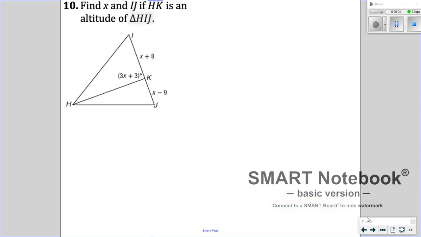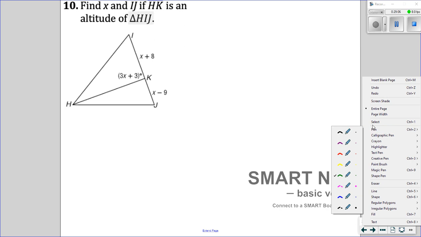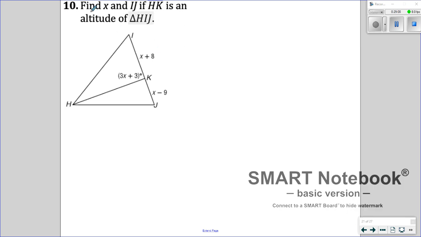Okay, so we're just going to do an example based on that. It says find x and IJ if HK is the altitude of triangle HIJ. So this is the altitude, so that means this is 90 degrees.